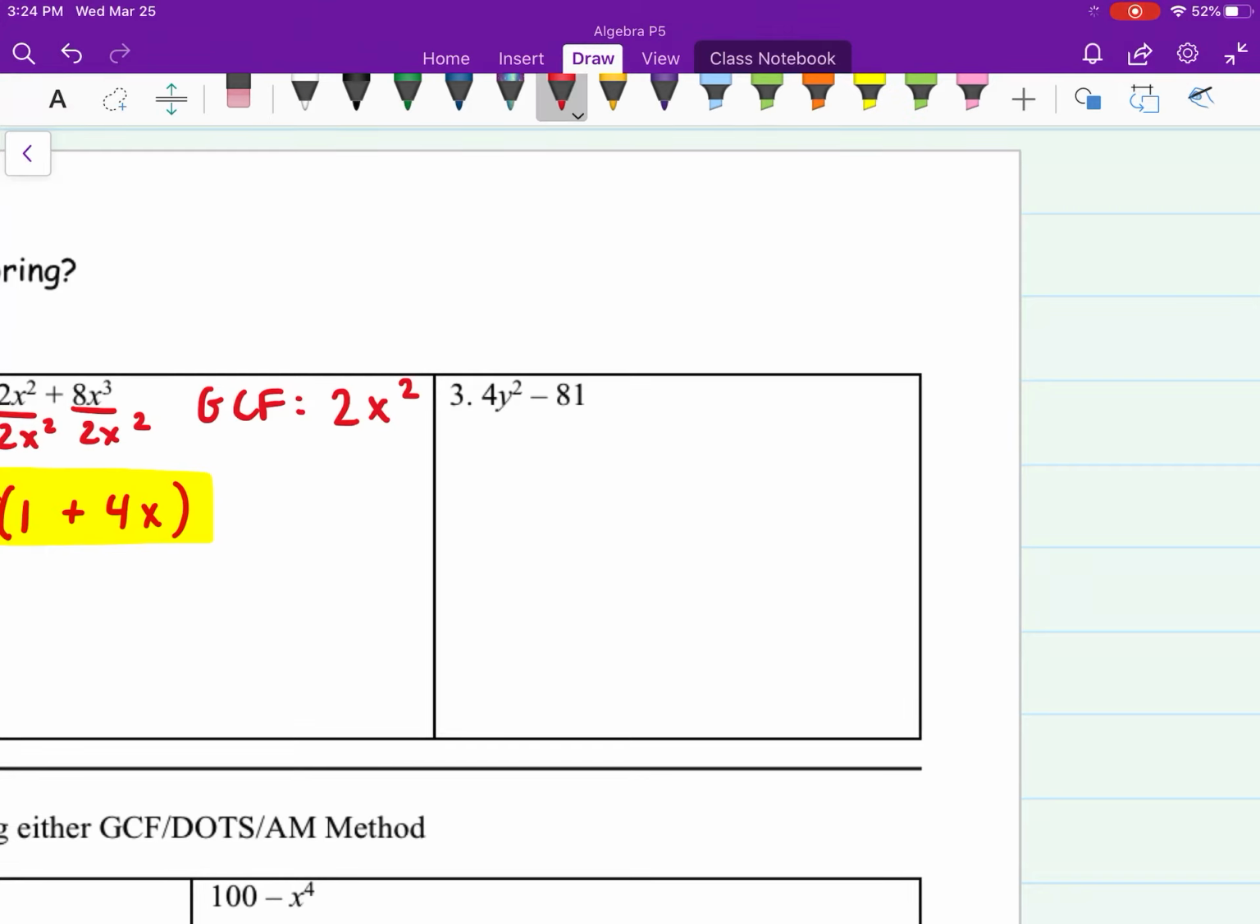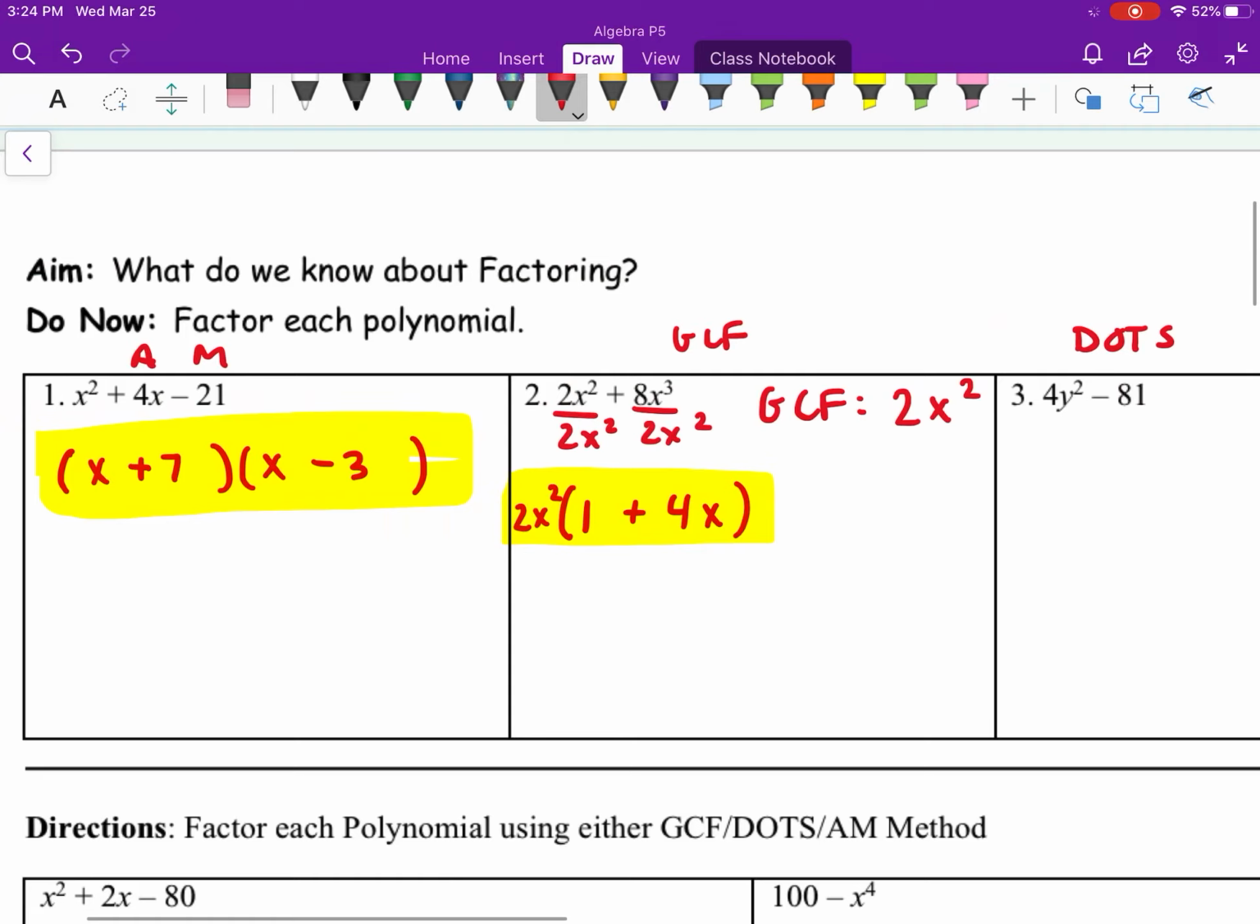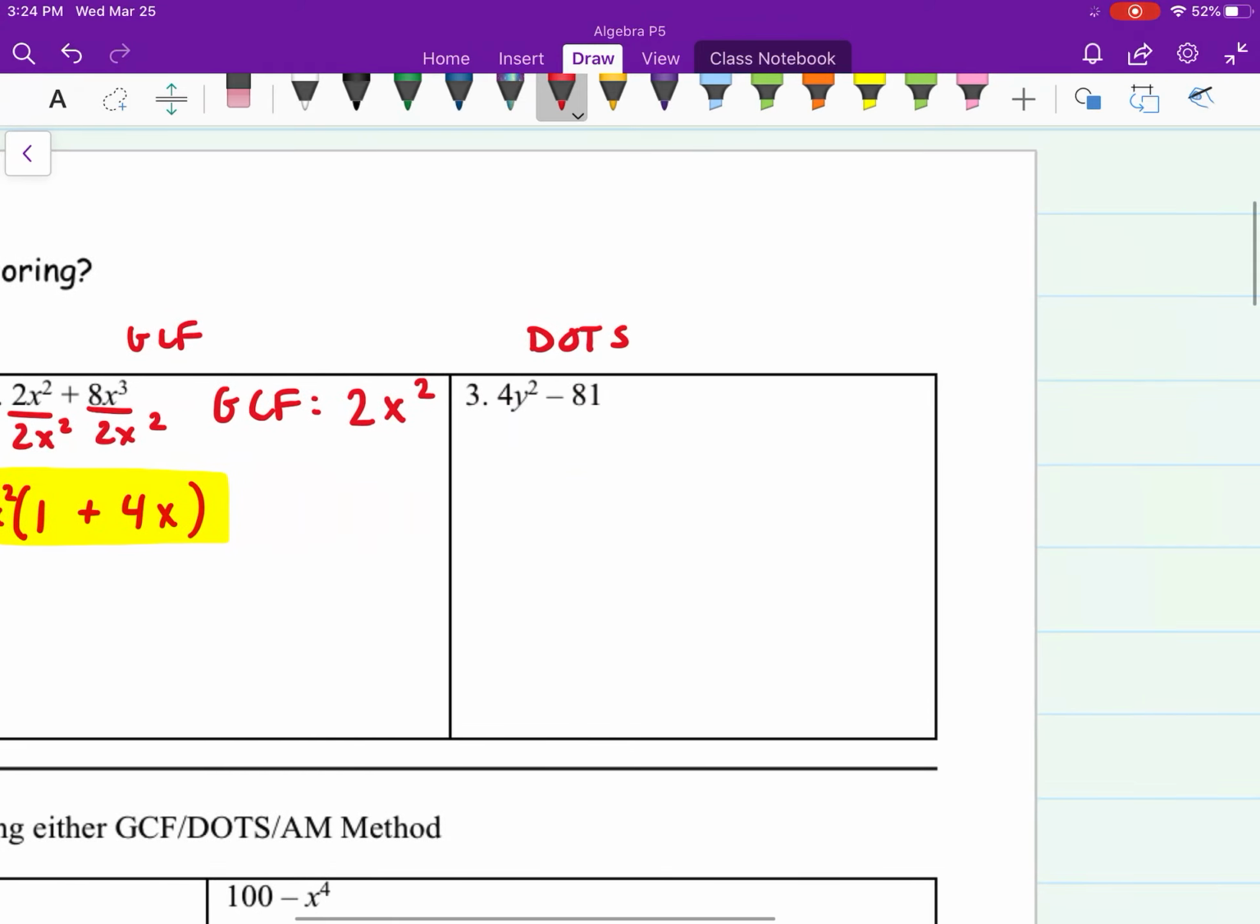And the last one, 4y squared minus 81. Do 4 and 81 have anything in common? Is there a GCF there? No. Is this the difference of two perfect squares, DOTS, or do we need to do AM here? Well, 4y squared is a perfect square, so is 81, so this is the DOTS method. Go ahead and label what methods we used.